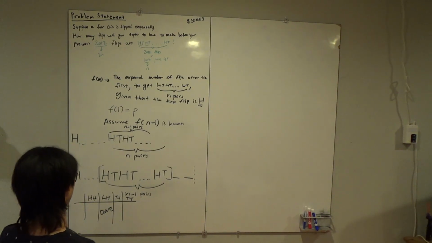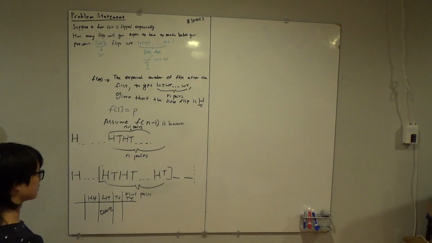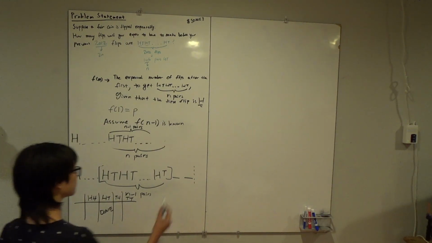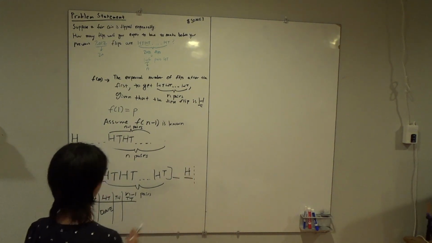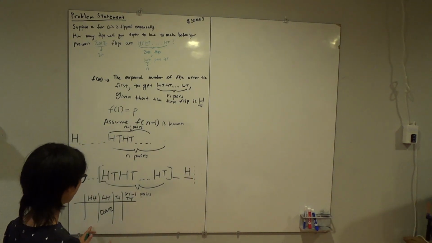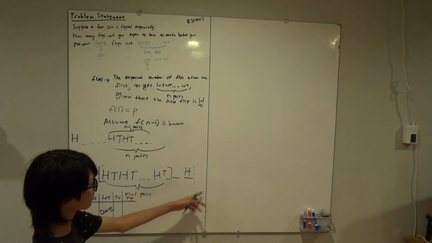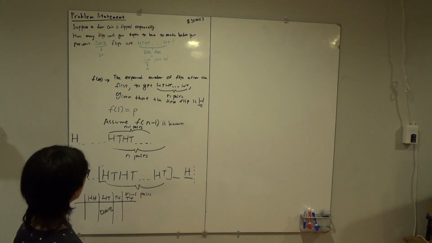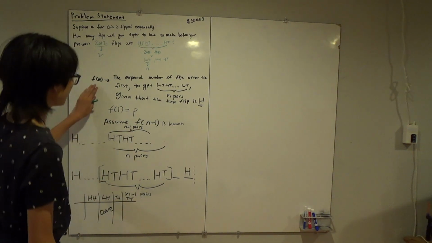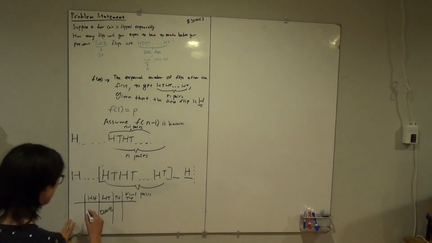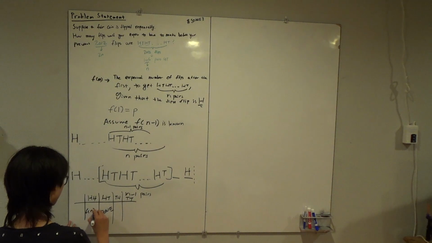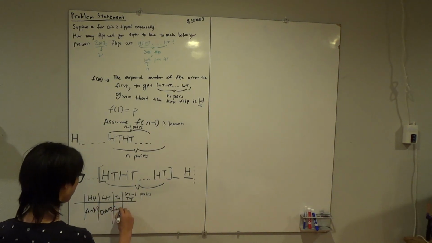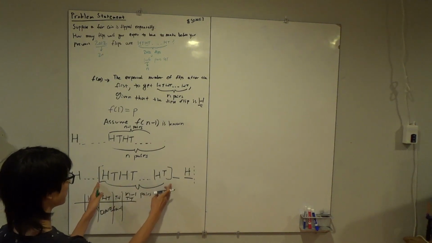So let's consider these two cases first. And it's because both of these cases end in an H. And in fact, because they both end in an H, they will have the exact same effect on how long it should take us to get another set of these. And in fact, by definition of f of n, it will take us exactly f of n, n minus 1 more flips to get another sequence of length n minus 1.